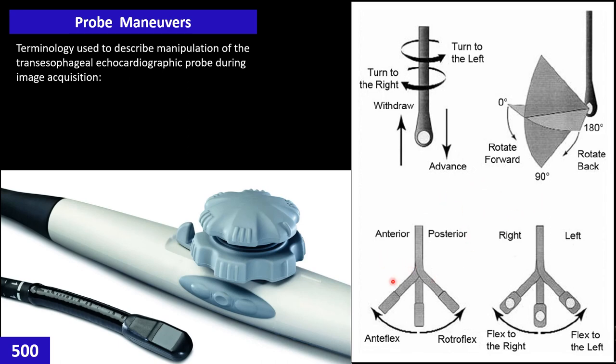Another is anteflex, toward the footprint, we call it anteflex. Against the footprint, we call it retroflex. And another is side to side: flex to the right, and flex to the left. Now, let's see how those maneuvers affect the image and how we use them in TEE.